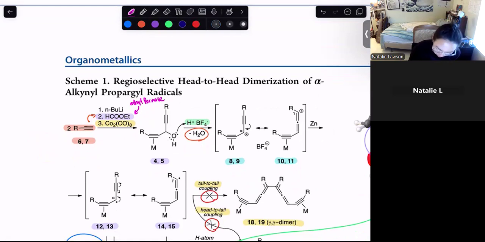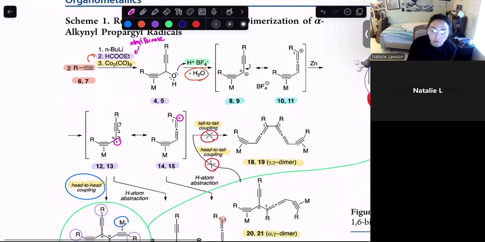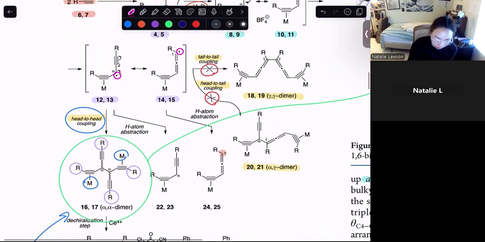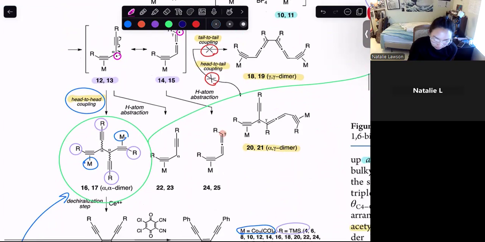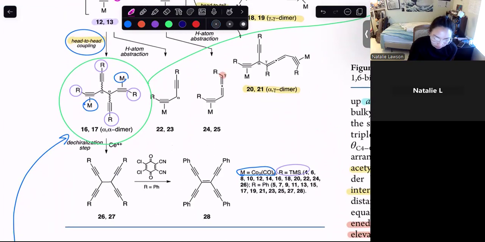Okay, so I'm just gonna circle this guy. So those guys are newly introduced. And then it couldn't form tail-to-tail coupling or head-to-tail coupling, which I believe was desired, but it did form head-to-head coupling, forming the 1617 alpha-alpha dimer. And then with decarylization, it turned into that. And then you added phenyl groups for 28.